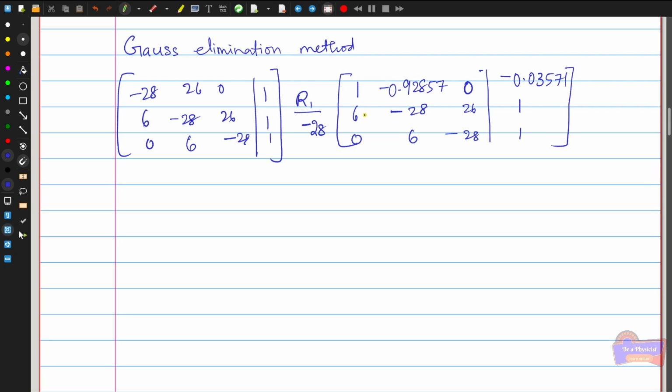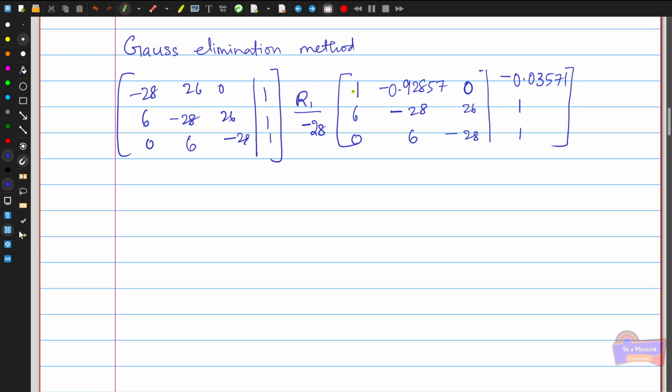Okay. Now I want to make this 6, the second row, first column, equal to 0. So what I am going to do is take this R1 and reduce.